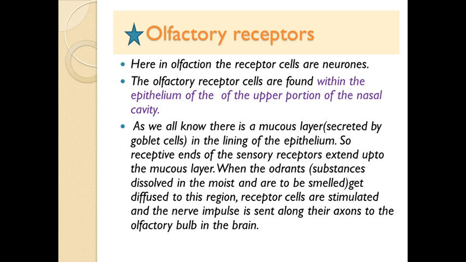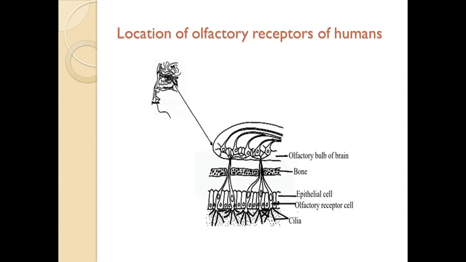When the odorants, meaning the substances dissolved in the moisture and are to be smelt, get diffused to this region, receptor cells are stimulated and nerve impulses are sent along their axons to the olfactory bulb of the brain. So nerve impulses are received by the olfactory bulb of the brain. So this is the structure of the olfactory receptors, the olfactory epithelium of humans.